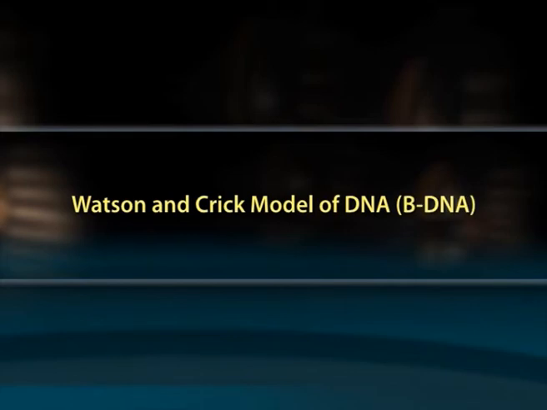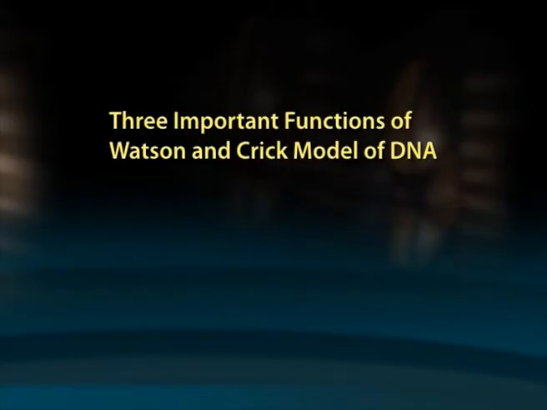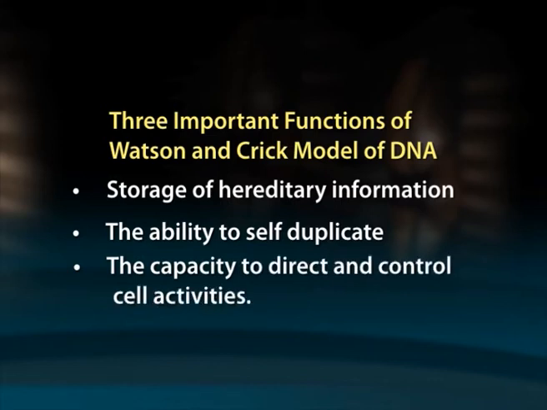Now, the types. The Watson and Crick model of DNA, that is BDNA. The Watson-Crick model of DNA came in 1982 after the B form of DNA was crystallized and the X-ray pattern was solved, which is the biologically important form of DNA found in most living organisms. The Watson and Crick model of DNA has three important functions: storage of hereditary information, the ability to self-duplicate, and the capacity to direct and control cell activities.